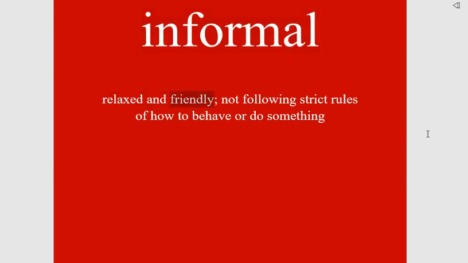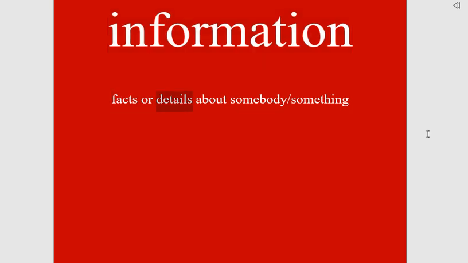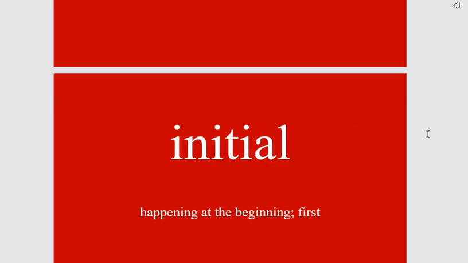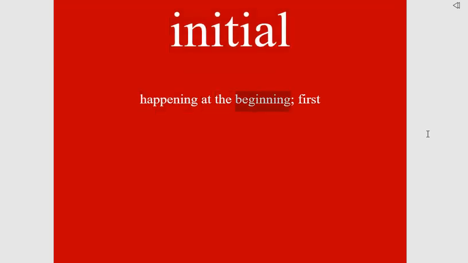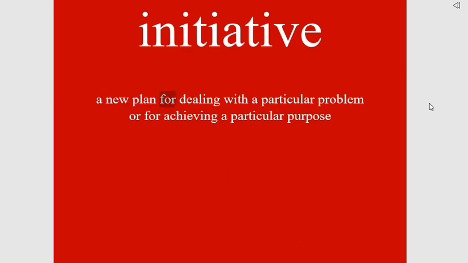Informal. Relaxed and friendly, not following strict rules of how to behave or do something. Information. Facts or details about somebody/something. Ingredient. One of the things from which something is made, especially one of the foods that are used together to make a particular dish. Initial. Happening at the beginning, first. Initially. At the beginning. Initiative. A new plan for dealing with a particular problem or for achieving a particular purpose.